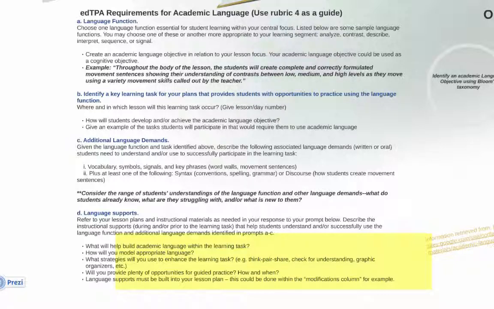Strategies. Think, pair, share, and just walk around. Listen to what the students have to say. You will learn what they're not comprehending or what they know really well. Check for understanding. Are they going to use graphic organizers? Any of those will do. How are you going to provide opportunities for guided practice? Will you? If so, how are you going to do it? When are you going to do it? And then make sure you are building these language supports into your lesson plan.